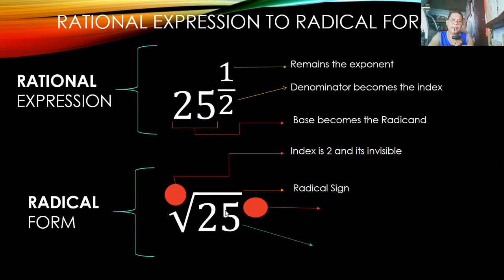And then your base 25 becomes the radicand, and your 1 remains the exponent, which is invisible. 2 becomes the index, and then you put the radical sign. 25 base becomes the radicand under the radical sign. The exponent 1 remains here as the exponent of the 25. Okay?